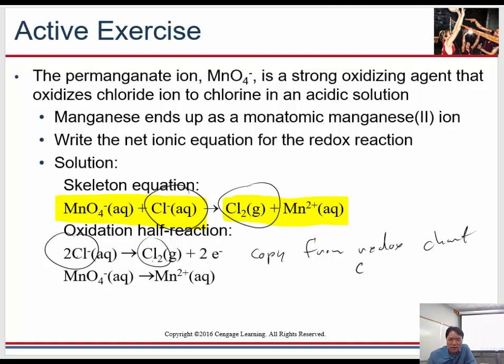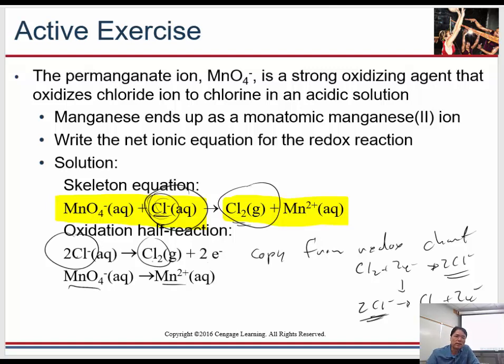It's backwards. The redox chart has chlorine plus 2 electrons yield 2 chlorides. But here we have chloride as the reactant, not chlorine. So what we'll do is just reverse this so that we make chloride the reactant. And so reversing this, we get 2 chlorides goes to chlorine plus 2 electrons. We want chloride as the reactant and chlorine as a product. So that's why we reversed it. So it is on the redox chart, but we had to reverse it, which is not a problem.